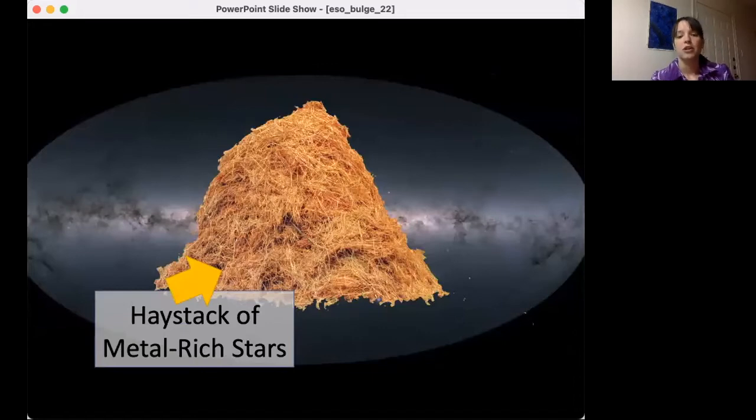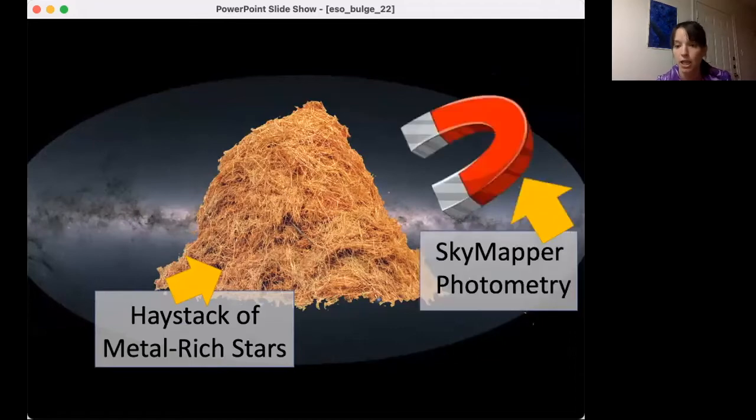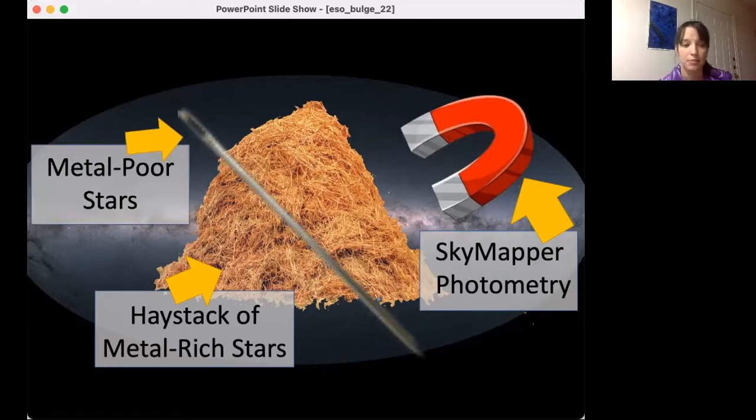So we have this huge haystack of metal-rich stars in the center of the galaxy, and we need to look for our proverbial needle, which is going to be our metal poor stars. They're going to be a tiny fraction of all the metal-rich stars in the inner galaxy. But luckily, we have a magnet, which is this metallicity sensitive SkyMapper photometry, which we can use to grab those metal poor stars and now get to study them.